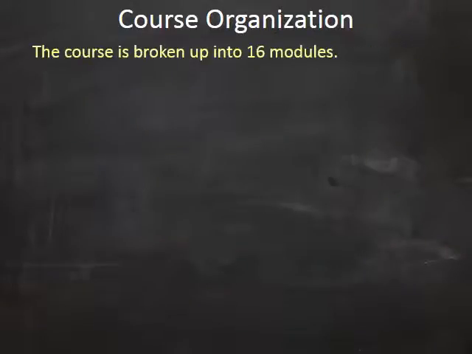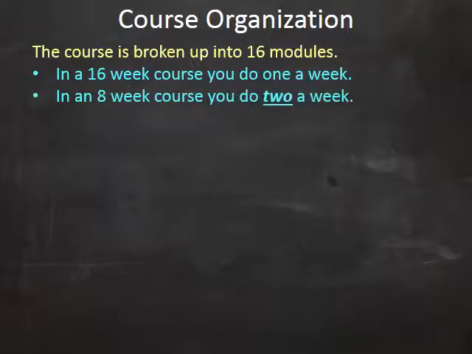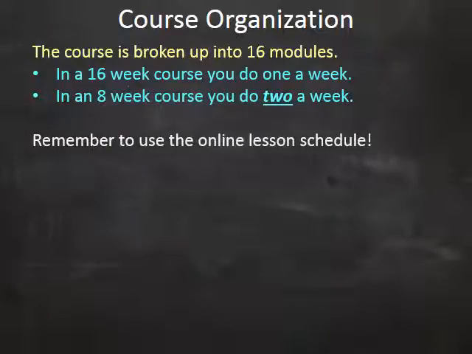Course organization. This course is organized into 16 modules. In a 16-week course, that means doing one module a week. In an 8-week course, this means doing 2 modules a week. To find out exactly what to do each week, make sure to use the lesson schedule outline as an overview, and then simply look at the information contained within the assigned course modules every week.